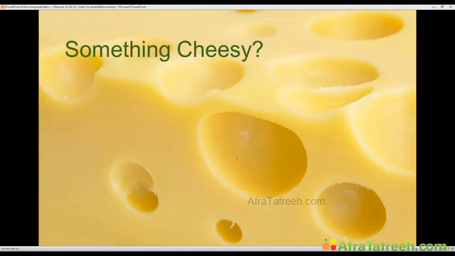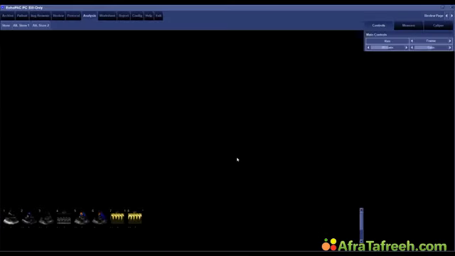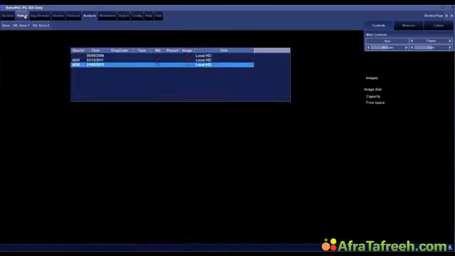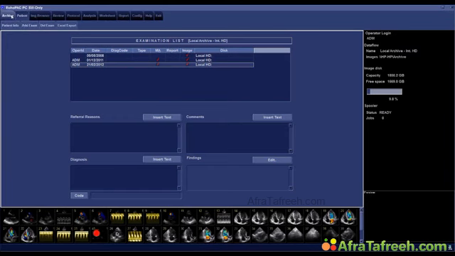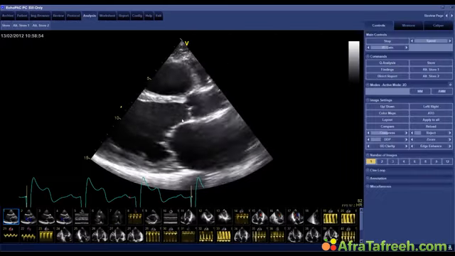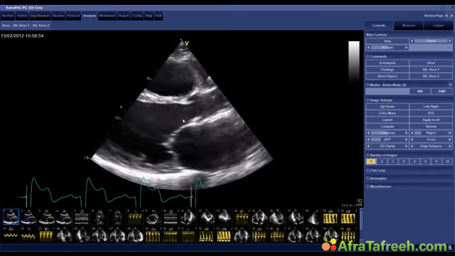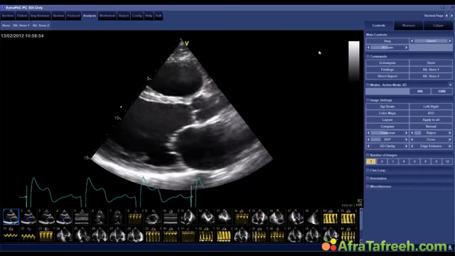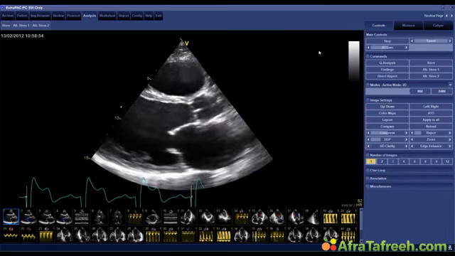I want to call something cheesy. Okay, so it's a title which I hope makes you think and is somehow a bit cryptic. This is a patient. I'll tell you the history of the patient later, but first I want to just show you the images, and then I'll tell you exactly what this patient was all about.